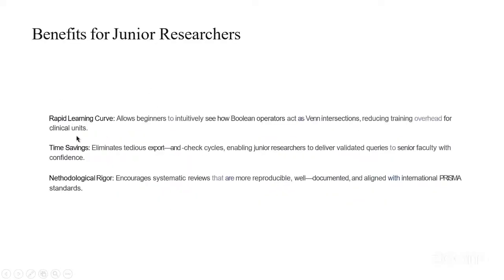So here are some benefits for beginners I listed. You save a lot of time, and it's very easy to use. It's intuitive, and it doesn't take an expert. Also, the searches are reproducible, and they align with the PRISMA standards, so your paper can be published, and there's nothing wrong with it in a way.